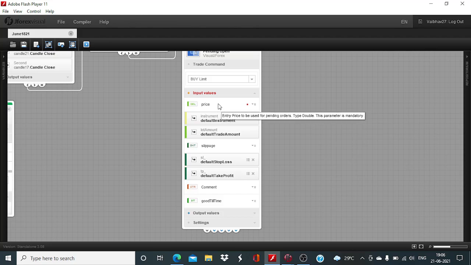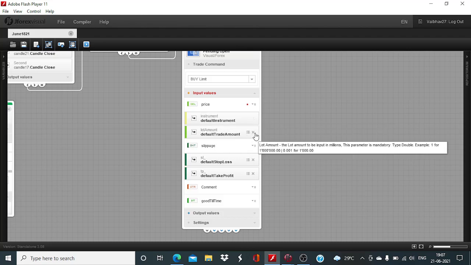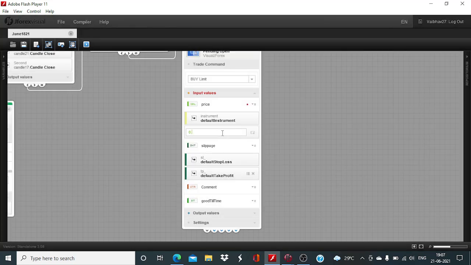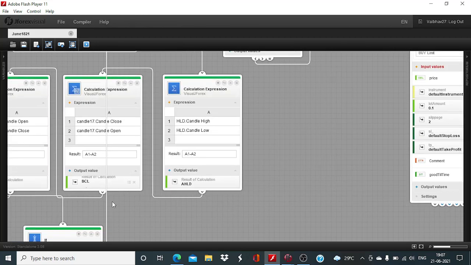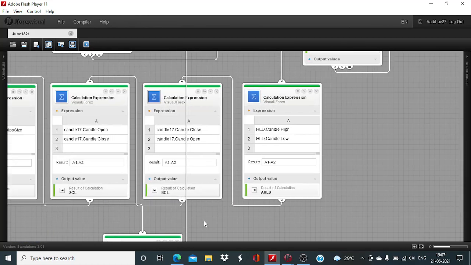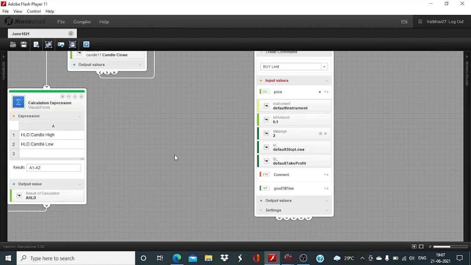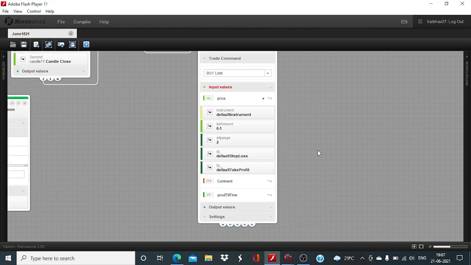The buy price needs to be defined, slippage, default instrument is going to remain as it is. I will change this trade amount to 0.1 million. Slippage is going to be 2 pips. Stop loss and take profit is going to be dependent on these calculations. We simply have to multiply these calculations by the pip conversion factor. Euro USD has 4 decimal points, so we have to multiply it by 10 raised to the power 4.